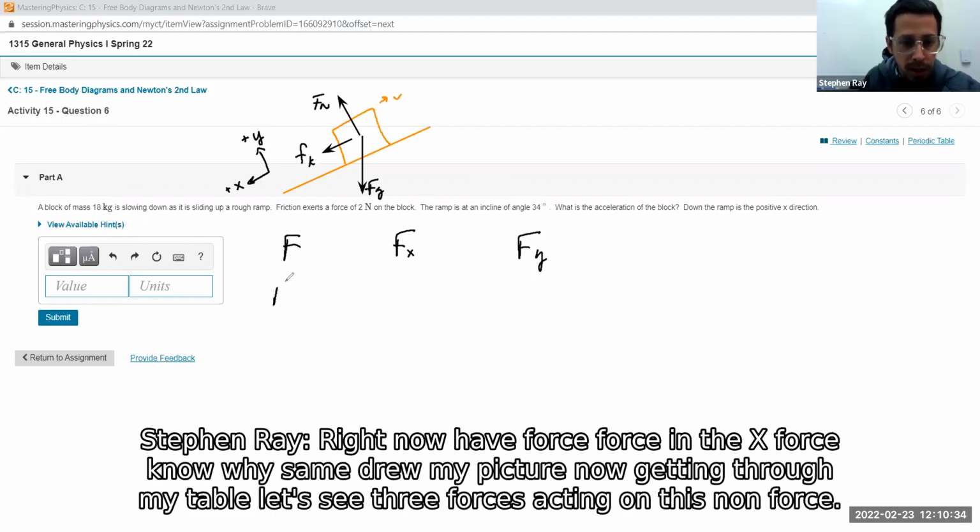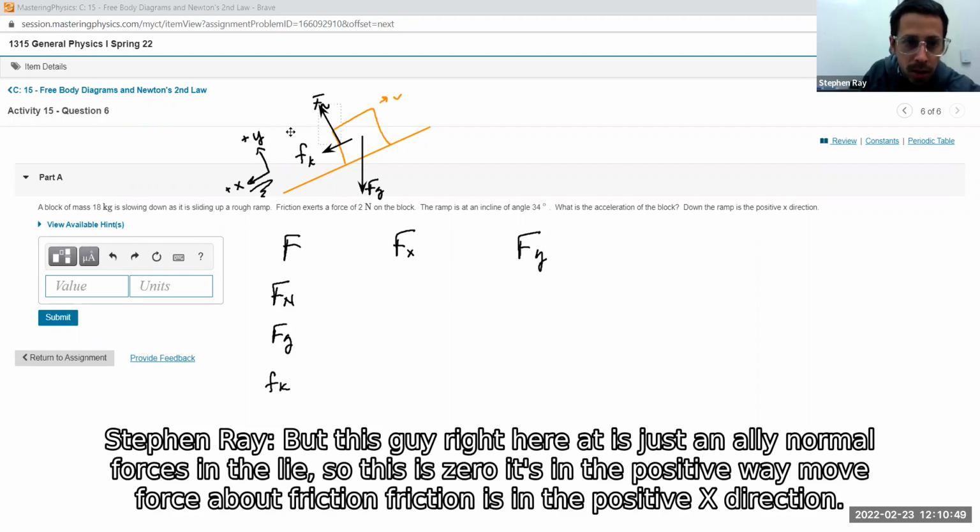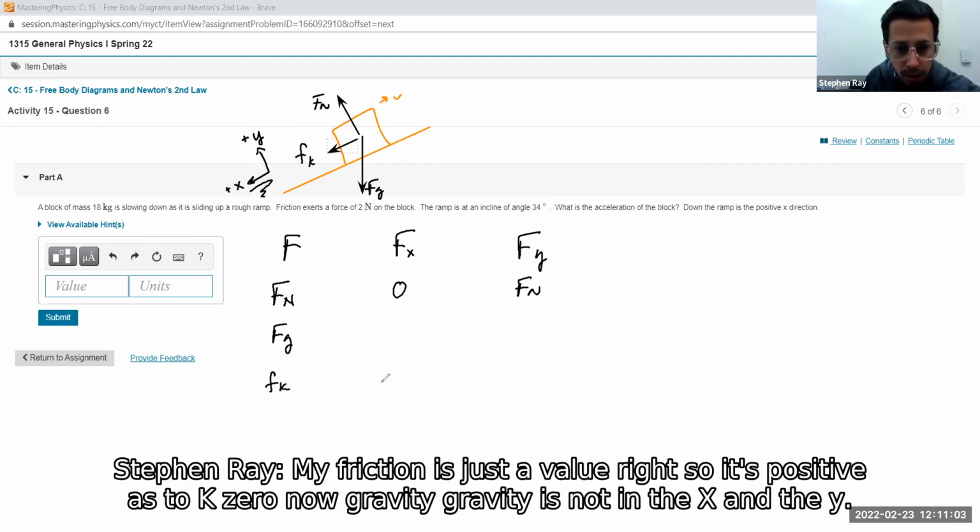Let's see, I have 3 forces acting on this: normal force, gravity force, and F sub k. As I go through this, I have to pay attention to that coordinate axis that I tilted. So look at my normal force. That is just in the y. So this is 0 in the x, and positive in the y, normal force. How about friction? My friction is in the positive x direction. So my friction is just a value, positive F sub k, 0.